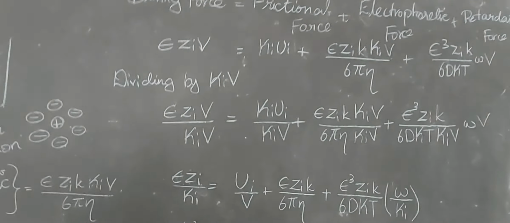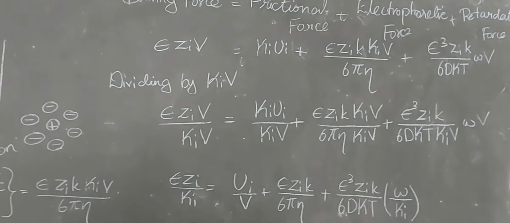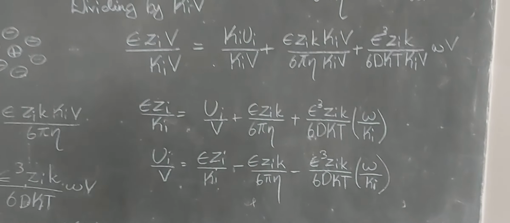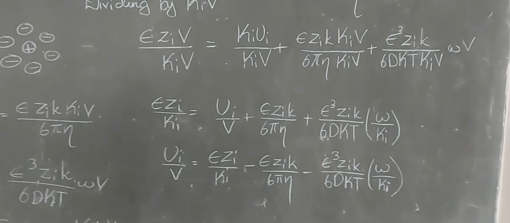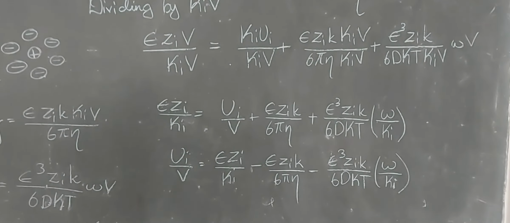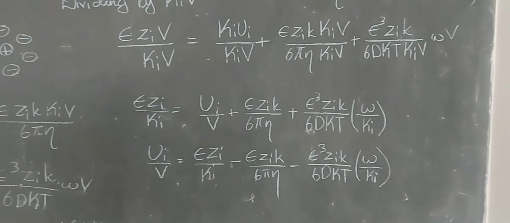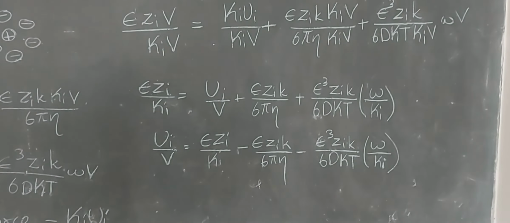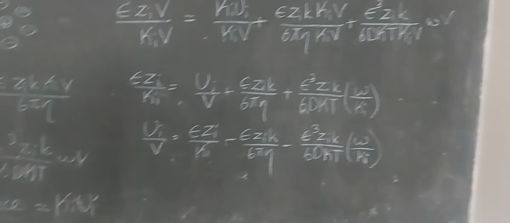We divide this equation by kappa i v on both sides. Then we get epsilon Zi by kappa i equal to ui divided by v plus epsilon Zi k divided by 6 pi eta plus epsilon cube Zi k divided by 6 dkT into omega divided by kappa i. What is omega? Omega is the angular velocity.